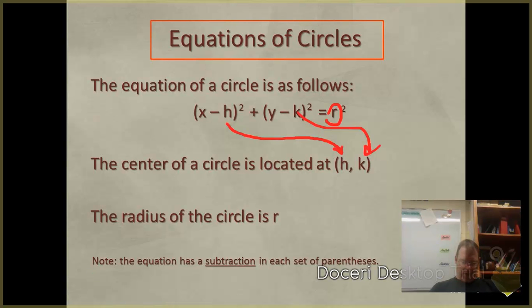Now I want you to keep in mind that the way the formula is written, there's normally a minus h and a minus k there. Okay? That doesn't mean it's a minus h, minus k for the center. So in a normal state there's a minus there. If it happens to be a plus, that means that your center is going to be a negative. You'll understand what I mean in just a second.